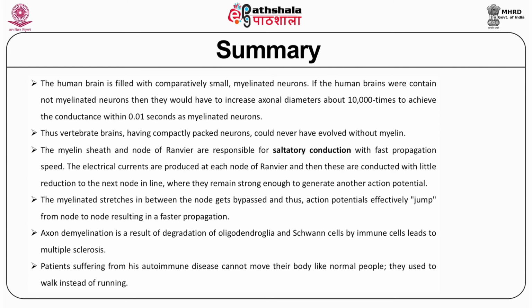Axon demyelination is a result of degradation of oligodendrocytes and Schwann cells by immune cells, leading to the disease that we call multiple sclerosis. Patients suffering from this disease cannot move their body like normal people. They walk instead of running.